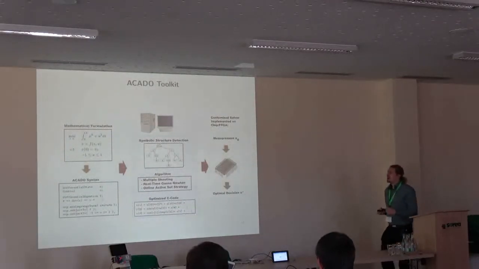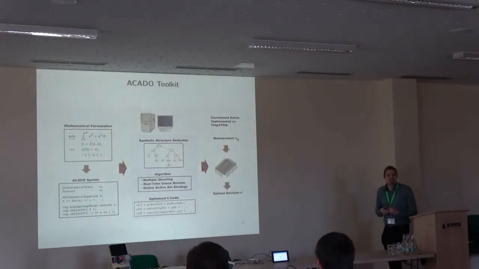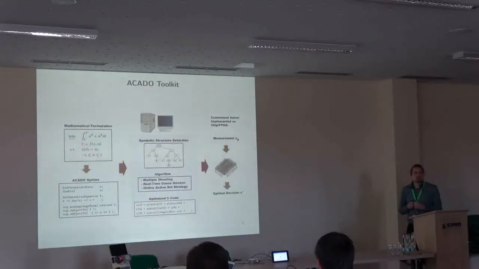So what we did at that time is basically we implemented the C++ code, and we did so by operator overloading in order to do something like symbolic structure detection. So we detect the structure of the optimal control problem and then try to use the structure in all the linear algebra operations and derivative computations which are going on.